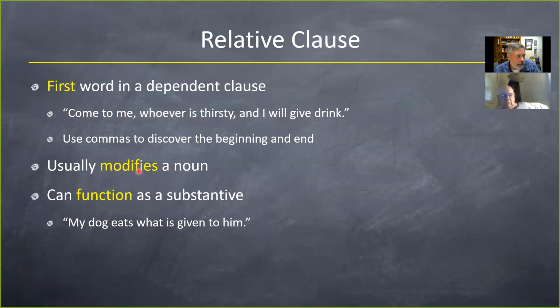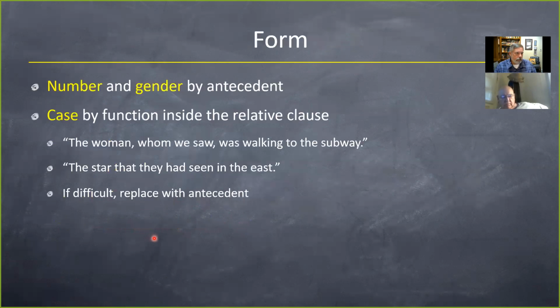So it usually modifies a noun. In this case, the noun is implied. It's you, come to me. And it can function as a substantive. In other words, it can function as a noun in and of itself. A substantive refers to a noun. It could be nominative, the subject, or accusative, the direct object. So it can function as a substantive, as a noun. My dog eats what is given to him. Well, what is given to him is the entire clause. It's the relative clause, starting with what. And this whole clause functions as the accusative direct object. So my dog eats what is given to him. That's how it works in English, and Greek works the same way.